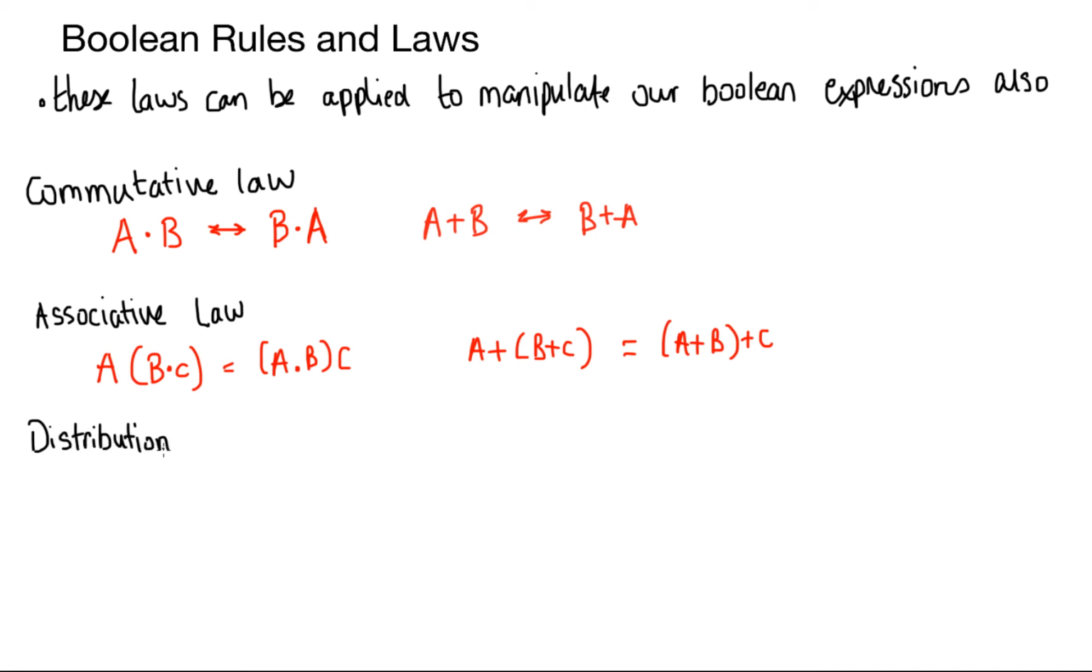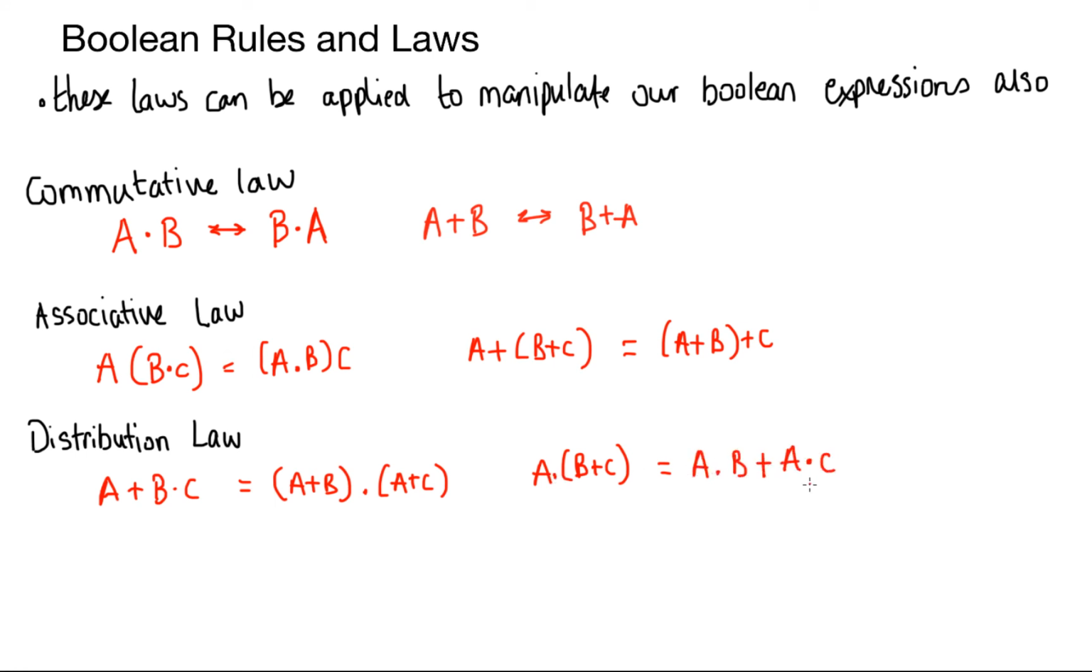Next is our law of distribution. And this shows that we can distribute our term into brackets. So for example, A or B and C can be distributed into brackets of A or B anded with A or C. For the OR term, you'd do A and B or C, and into brackets you would put A and B or A and C. And obviously you would put it in the brackets.